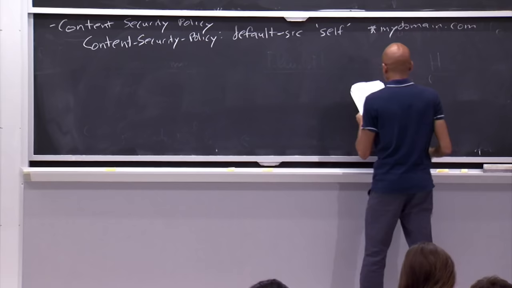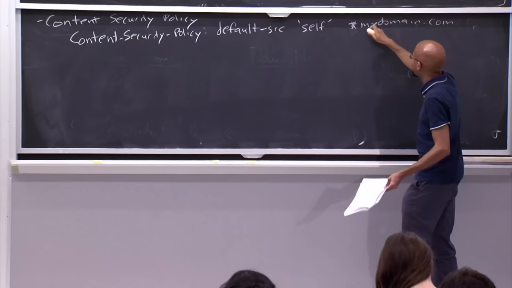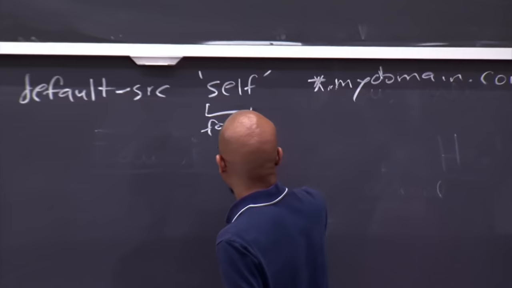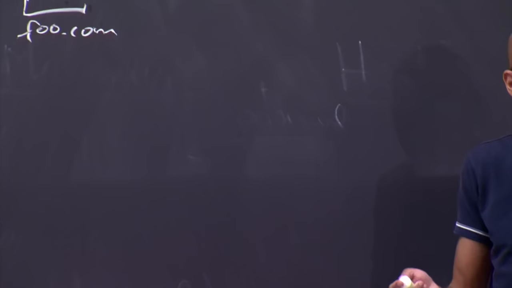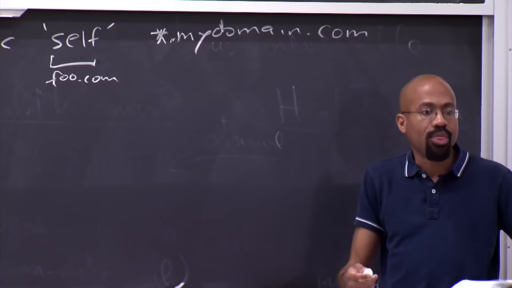Essentially, the server is saying the content from this site should only come from whatever the domain is for the particular page, and then any other subdomain of mydomain.com. So let's say self was bound to foo.com. That's the origin of the server that's sending this thing back to the browser. If somehow there's a cross-site scripting attack and the page tried to generate a reference to, let's say, bar.com, the browser would say, okay, bar.com is not self, and it's also not in this set of domains. Therefore, the browser can just say, I will not allow that request to go forward. So this is actually a pretty powerful mechanism.